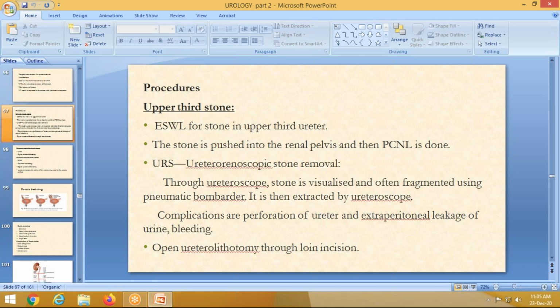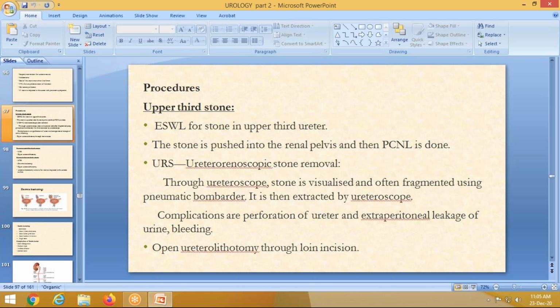So the ureteroscope is introduced to visualize the stone, and the stone is fragmented by applying pneumatic lithotripsy. So you should cut that stone into pieces and extract it by the ureteroscope. If it is a single large one, you should do it like that using the ureteroscope. Ureteroscope means the instrument which is used through the ureter.